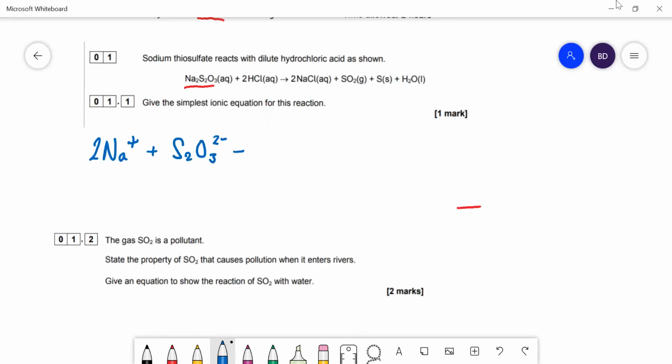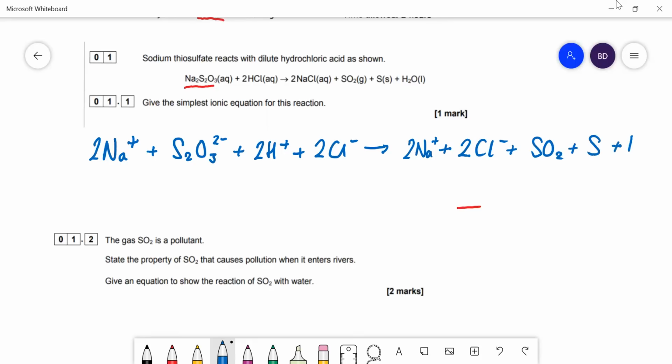HCl is a strong acid, so it completely dissociates into 2 H+ ions and 2 chloride ions. Sodium chloride is an ionic compound, so that's going to be 2 Na+ and 2 Cl-. SO2 is covalent, so that's just SO2. Sulfur, obviously, is just S, and water is covalent, so that's H2O. Now, for the simplest ionic equation, we need to get rid of any spectator ions, anything that appears on both sides of the equation without changing. So that's the sodium ions and the chloride ions. So there is the simplest equation when you cross those out.